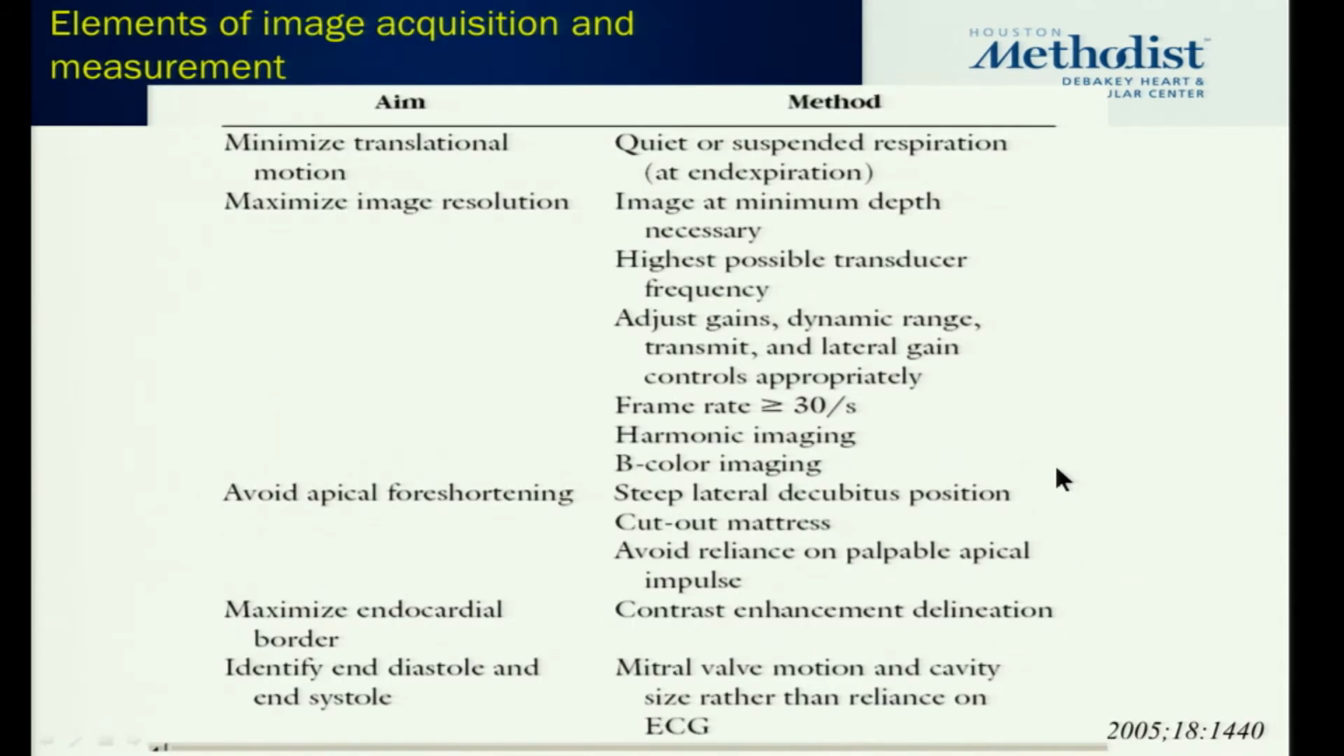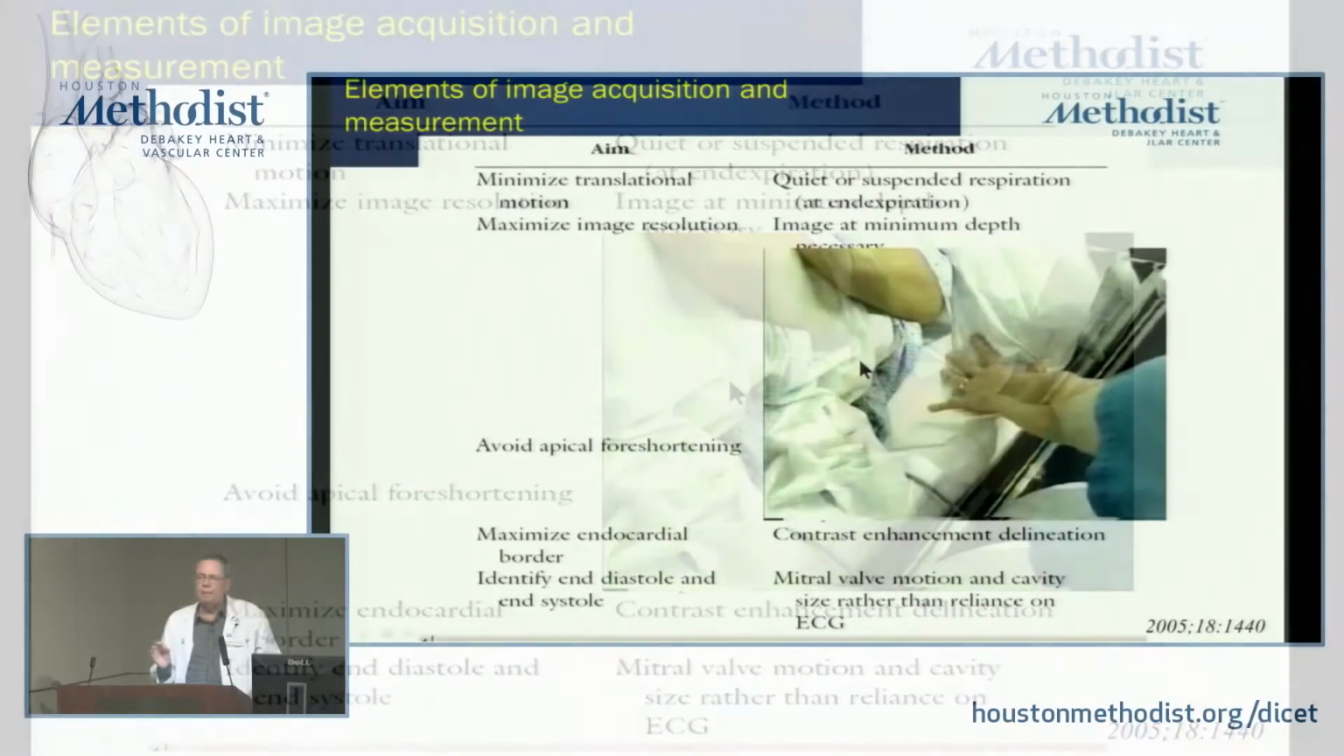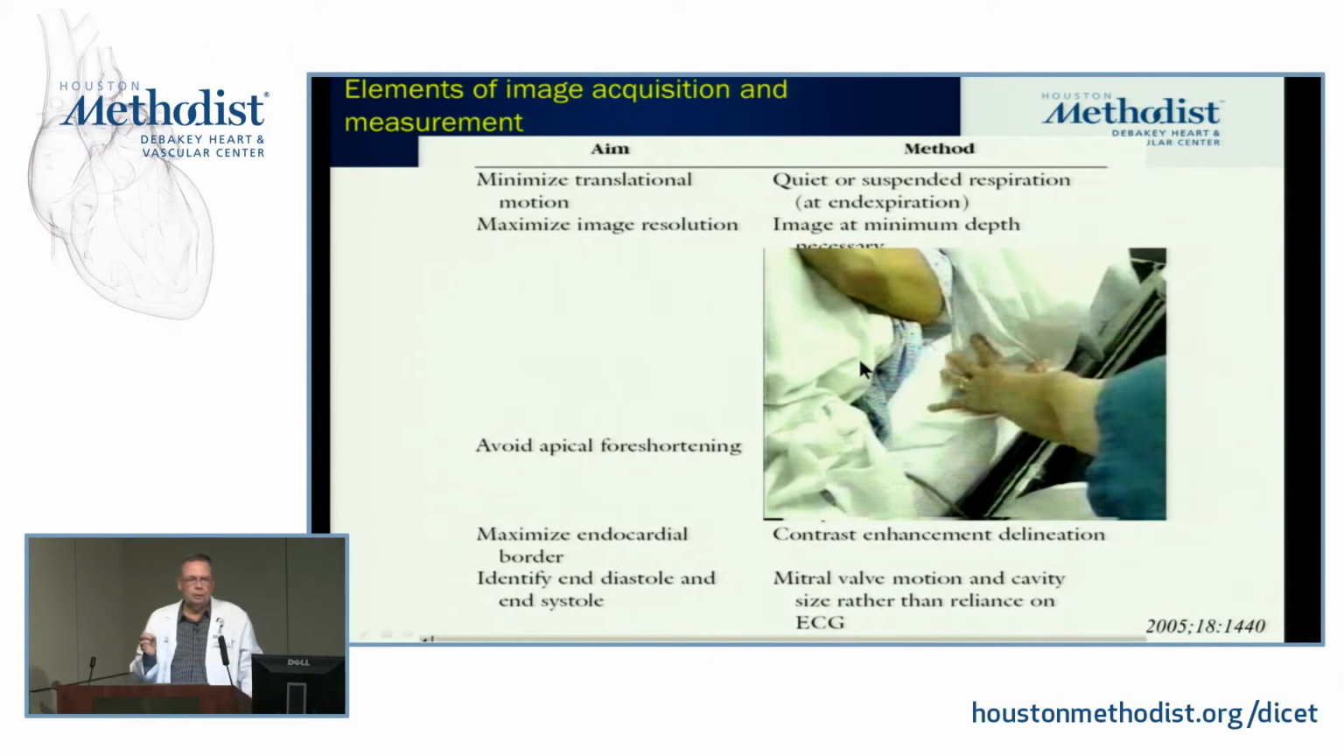And the document puts several recommendations to try to improve on that from the point of view of respiration being quiet, imaging at minimum depth necessary, highest possible transducer frequency, and a bunch of things that should be ABC bread and butter for every sonographer in our lab. The most important of all, of course, is to have access to the apex of the LV.